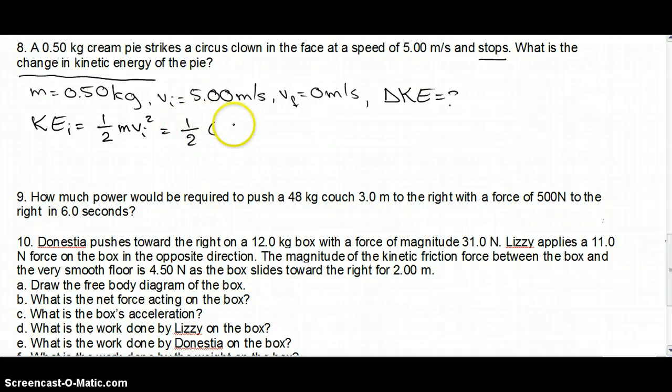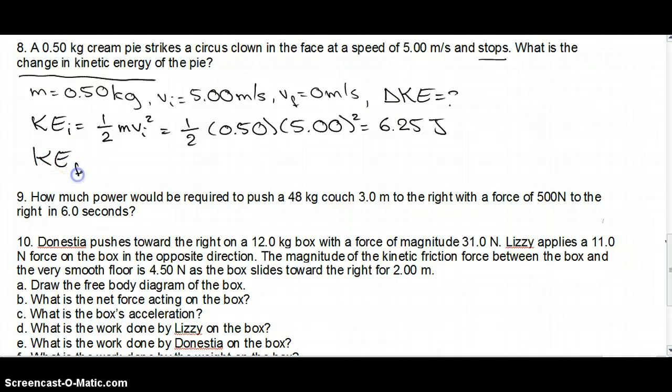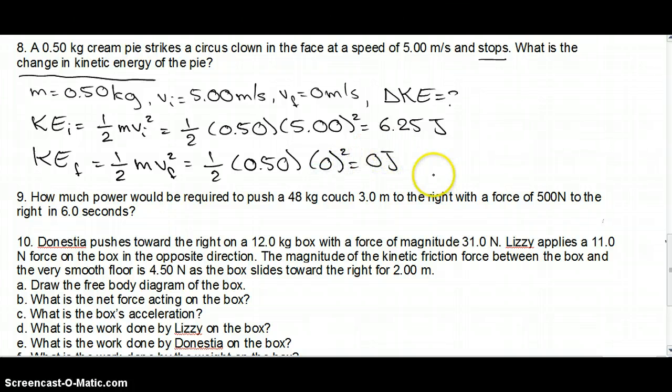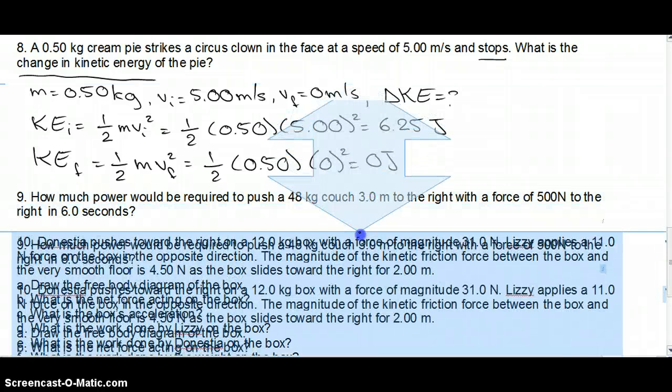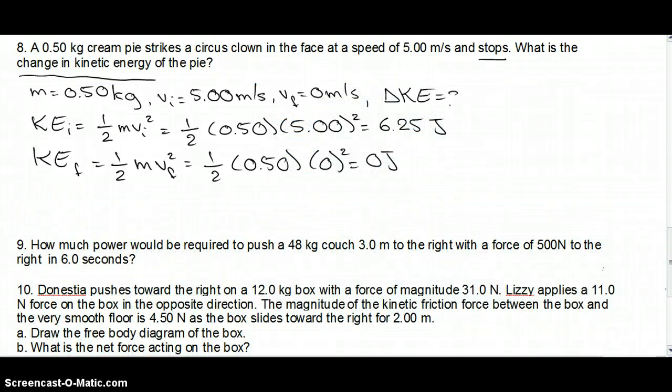Half times 0.5 times 5 squared. And the answer is 6.25 joules. The final kinetic energy is also half m v final squared, half times 0.5 times 0 squared, which is equal to 0 joules. So now what we want to find is the delta KE.